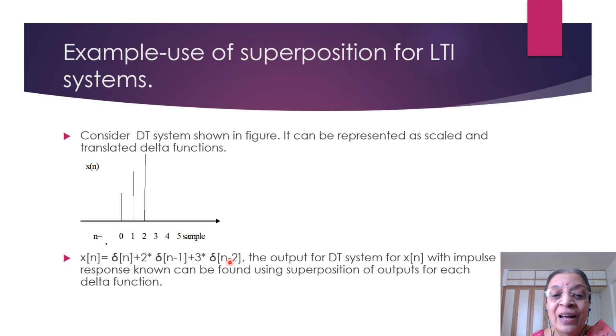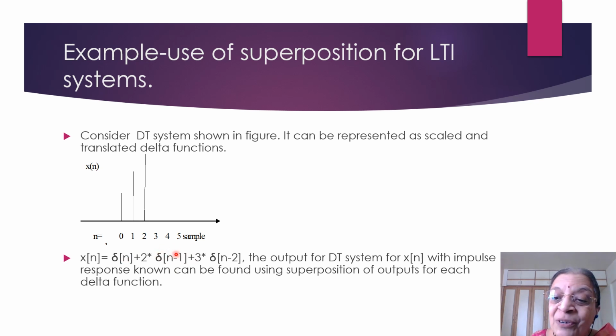Now what will be y(n), the corresponding output? If I specify y(n) as the impulse response of the system, that means the response to delta(n) is known. What will be the response to delta of n minus 1?